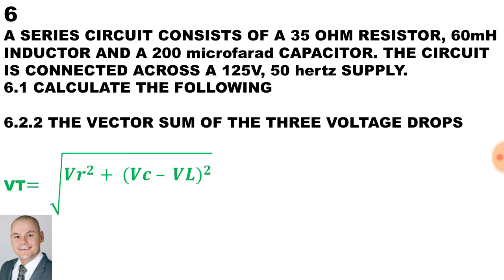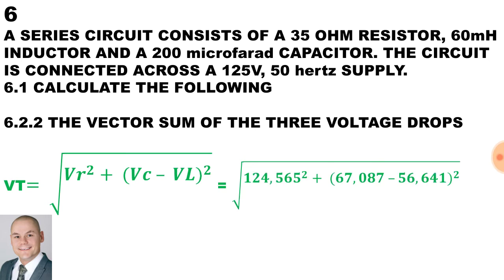However, to calculate the vector sum of the 3 voltage drops, because this is an AC circuit, we need to use our formula to calculate the total voltage. So here we have our 3 volt drops substituted into the formula, and we end up with a total voltage of 125 volts. So it's important to note that for an AC circuit, in order to calculate the total voltage, we will have to use the vector sum of the volt drops.